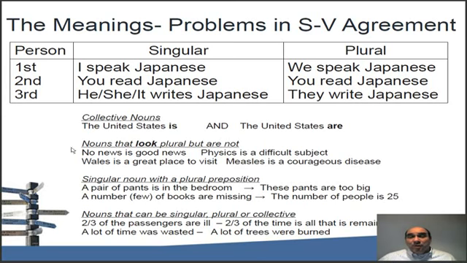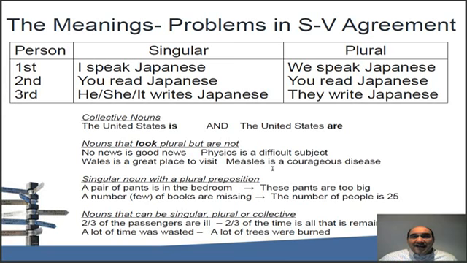Nouns that look like they're plural, but they're not, right? I can say, for example, use the word news. News looks like it's plural, so you'd say the news are. But news is a word that looks plural, but it's actually a singular noun. Wales, part of England, ends with an S. It looks like it's a plural, but Wales is the name of the place. So Wales is a great place to visit, for example. Measles. Right? Measles is very dangerous for adults. People want to say measles are, but measles is the name of the disease, right?